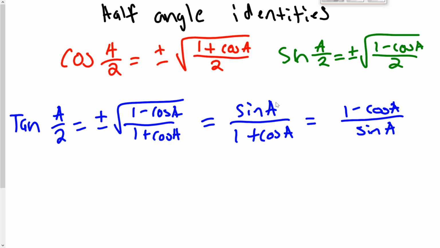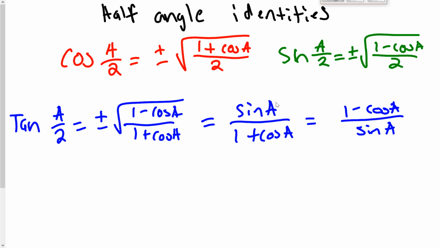Here they are. So basically the difference between cosine and sine is that cosine has 1 plus cosine of A inside the square root, and sine has 1 minus cosine of A. And then for tangent, any three of those will work. And basically all you have to find is the angle that you're trying to find.